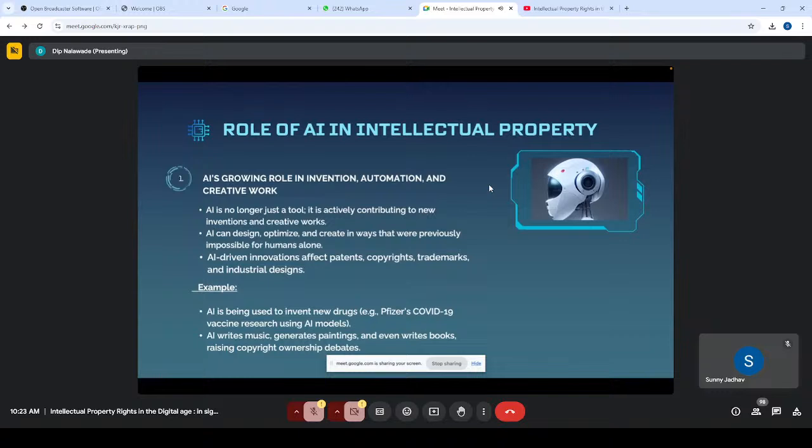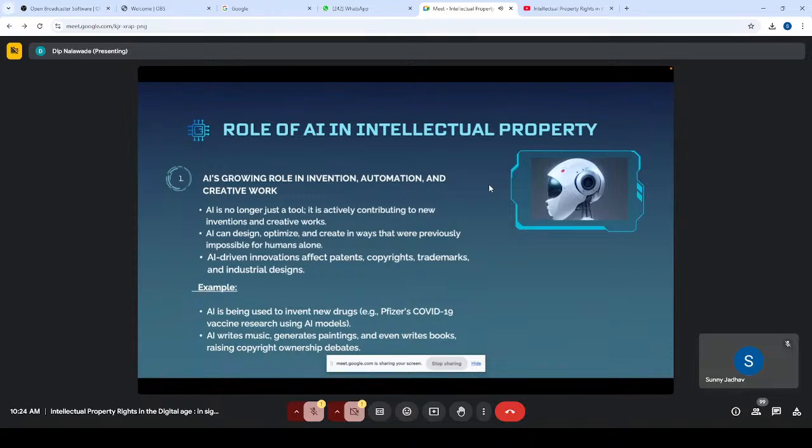So, when we are discussing the role of AI in intellectual property, there is this first aspect: AI's growing role in invention, automation, and creative work. AI is no longer just a tool. This is exactly why I gave you the concept of AI, because most of the tools you must have used, like SCAD CAM and MATLAB, which we have been using for decades, were tools where you just give a command, or a software program where each function is specified, and for each function the tool responds in a specific manner.